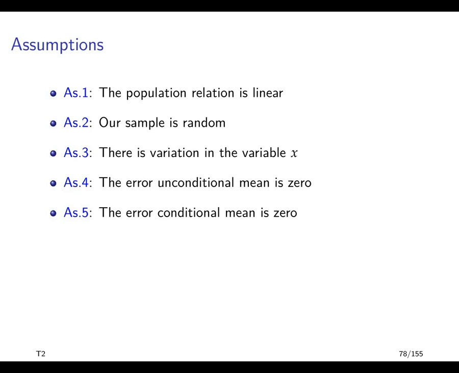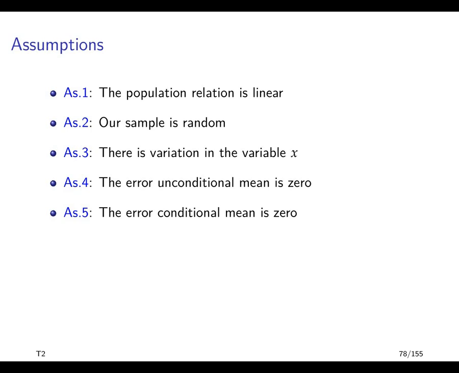And here are the assumptions. Number 1, that the population relation is linear. Number 2, that the sample is random. Number 3, that there is variation in the variable x. Number 4, that the error unconditional mean is 0. Number 5, that the error conditional mean is 0. Let's study them one by one.